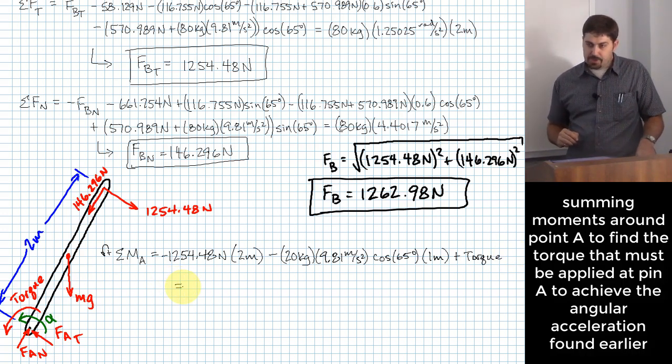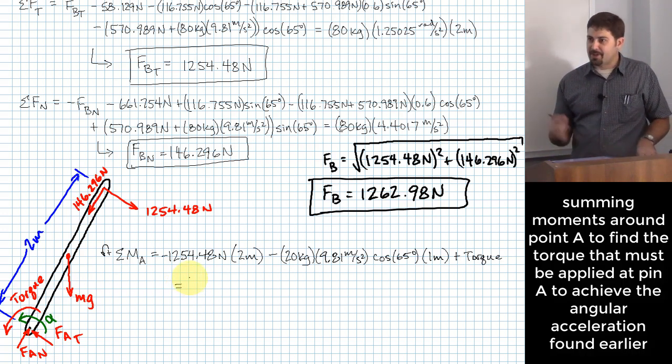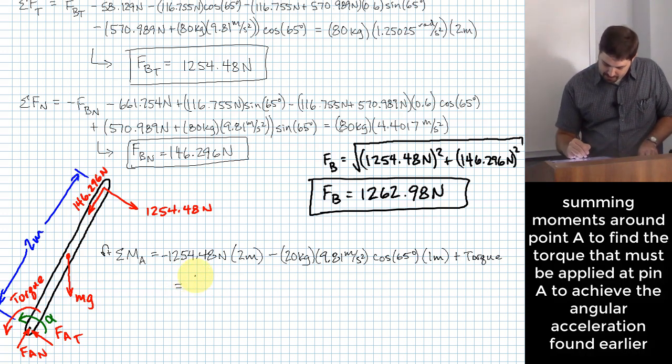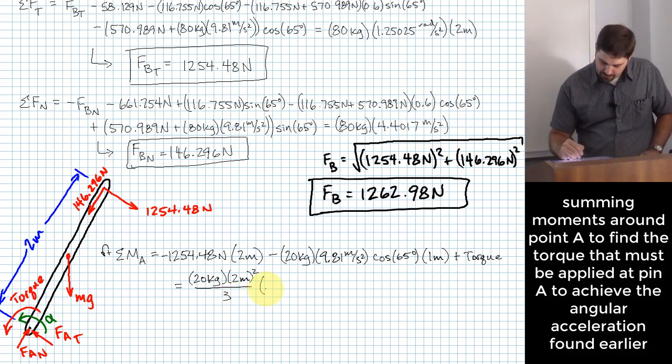The moment of inertia about point A, which is the same as what I found for when it was about point E on that other little link. So that's going to be 20 kilograms times 2 meters squared over 3 times what? Alpha. Okay, 1.25025 radians per second squared.